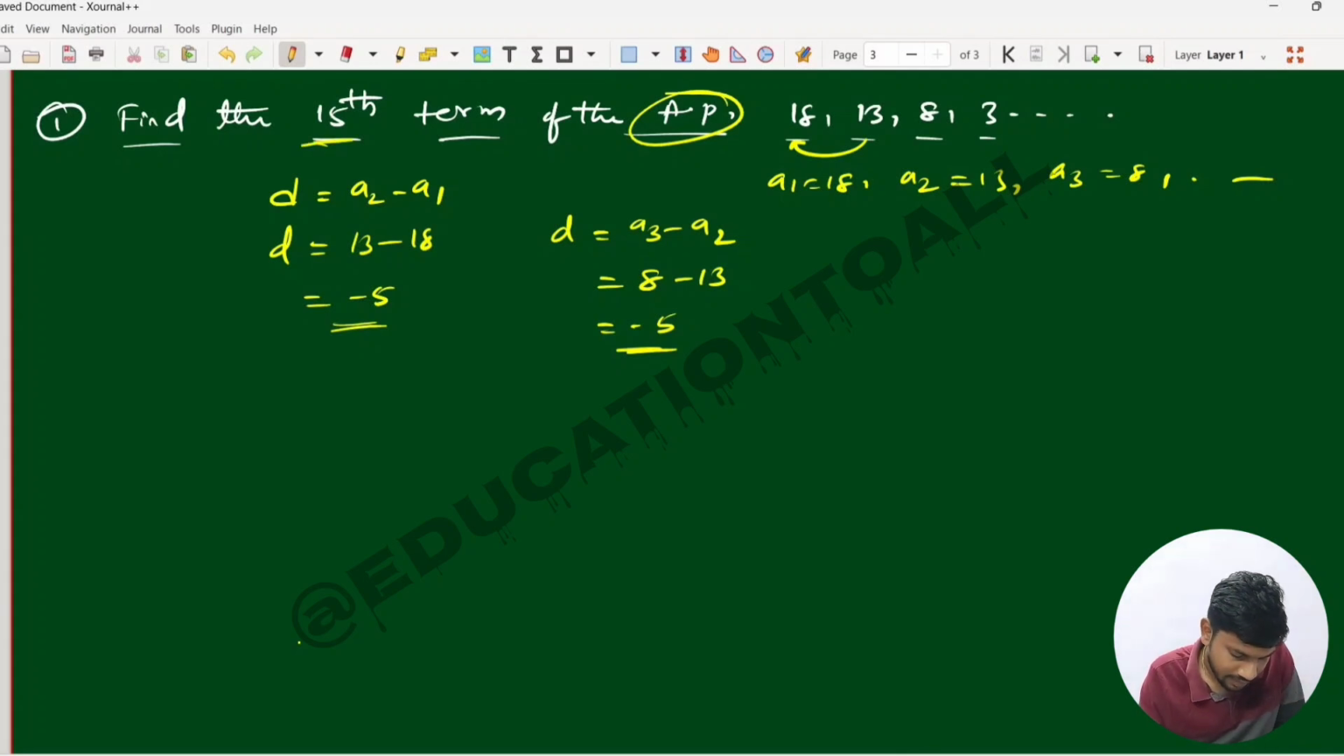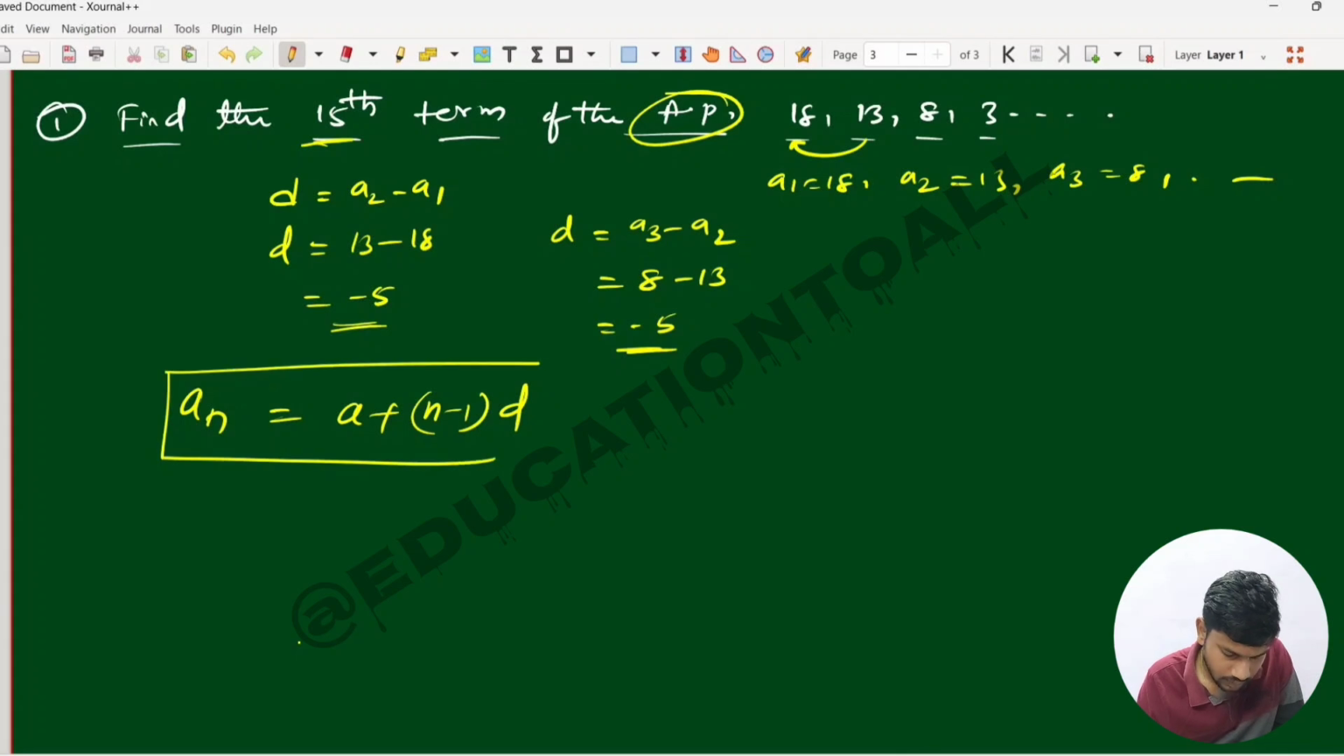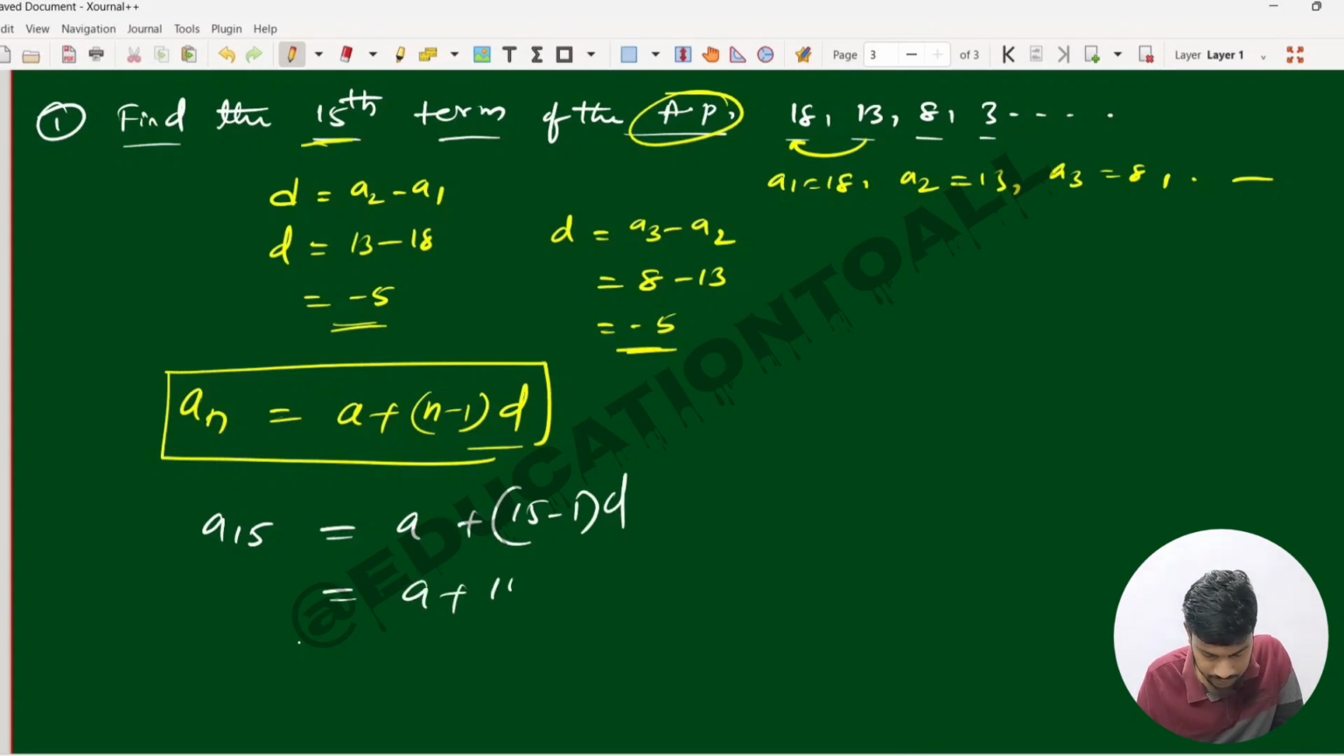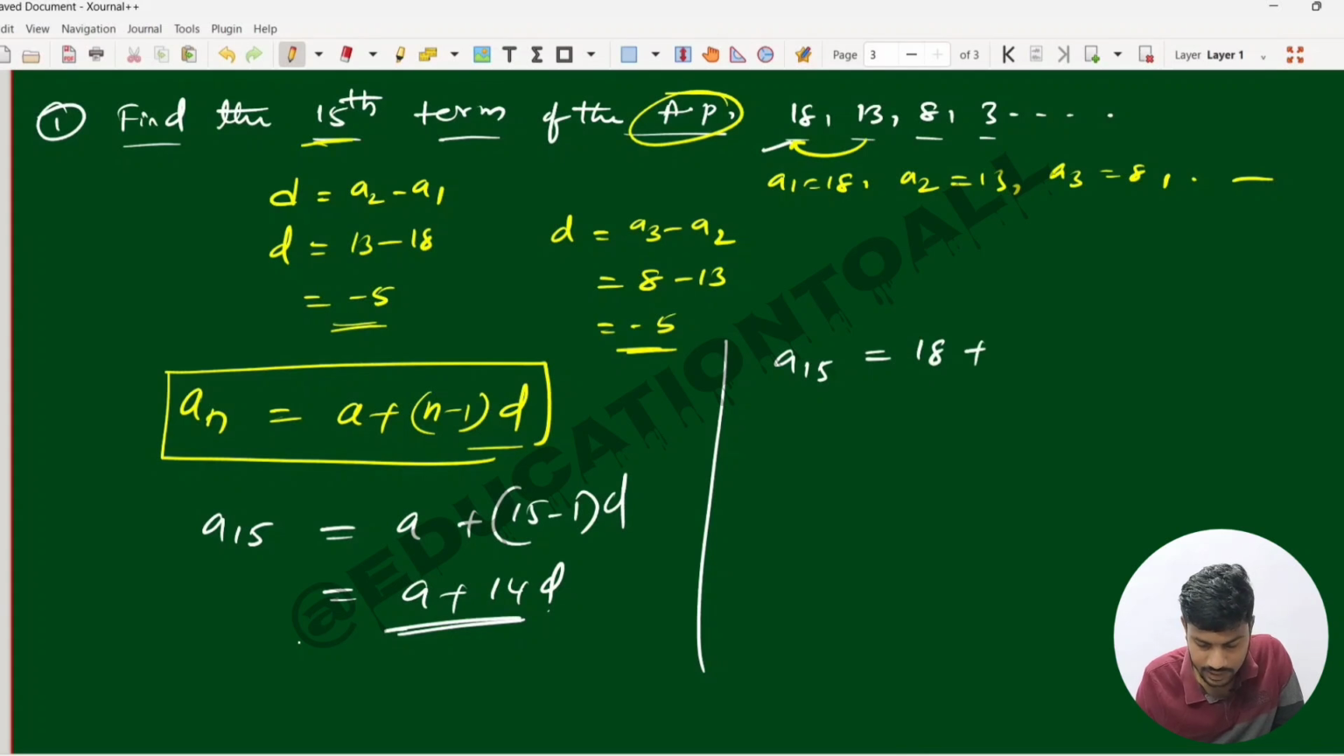So we have a formula where an is equal to a plus n minus 1 into d. This is called the general term. In this general form we need the 15th term. So I will write a15 is equal to a plus 15 minus 1 into d, which means a plus 14d. So remember, a is called the first term and d is called the common difference. By simplification, replacing, a15 is equal to a, which is 18, plus 14 times the common difference, which we got as minus 5.